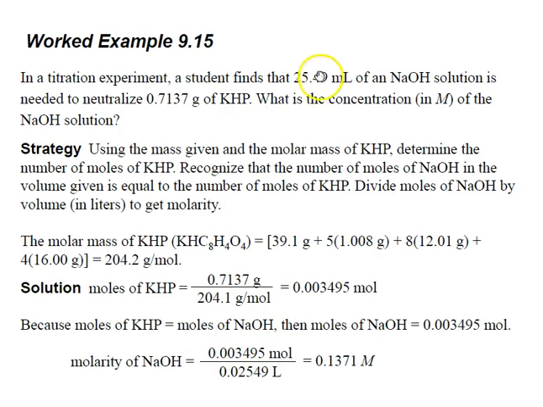And then we find our volume, 25.49 milliliters. And you remember that molarity is not moles per milliliter, but it's moles per liter. So we need to actually have this in liters. You can just divide it by 1,000 or move the decimal place if you can see that. That's 0.02549 liters. We do the math here, and we get our concentration, 0.1371 molar.